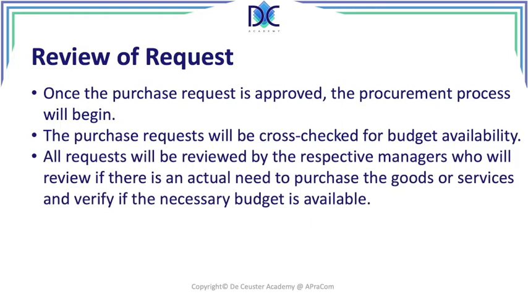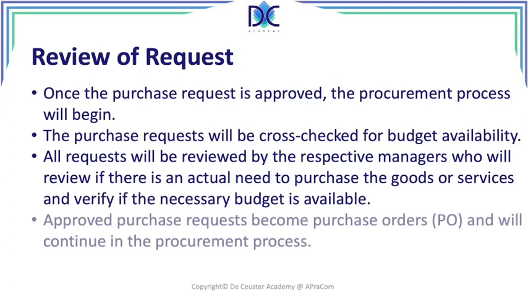Now, everybody will have to review this. We have to verify if everything is compliant, and all the people who are in fact involved have to verify the quality. Let's say that there is, first of all, an actual need to purchase the goods and that the budget is available. It's not only we have an approval, no, do we really need the goods and do we have the budget? Once we have an approved purchase request, it becomes a purchase order, and then we continue in the procurement process.